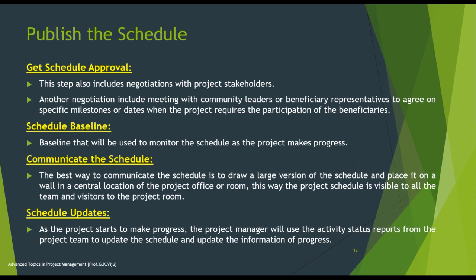Then comes publish the schedule and get the schedule approval. In these steps, there is negotiation with the project stakeholders. It means one more negotiation that includes meeting with the stakeholders, leaders, or beneficiary representatives to agree on the specific milestones or dates when the project requires the participation of the beneficiaries. Schedule baselines: the baselines will generally be used to monitor the schedule as the project makes progress, whether it is going on time.